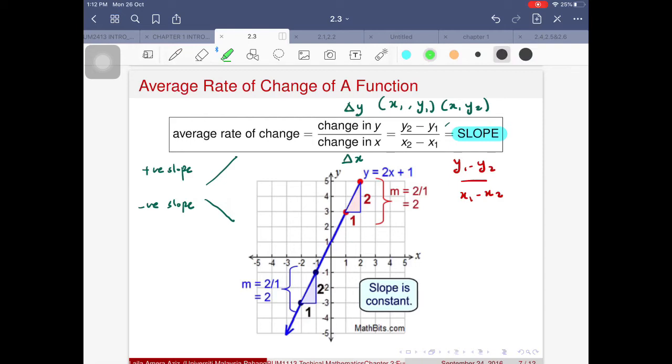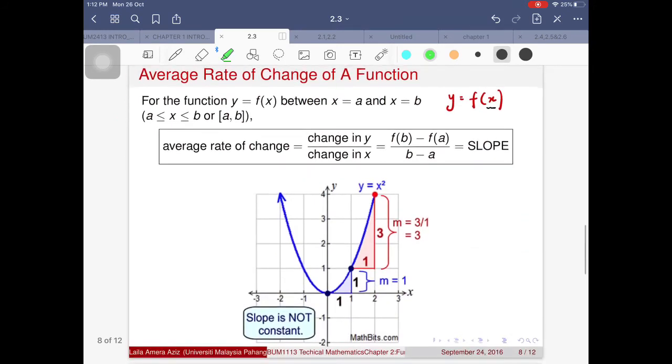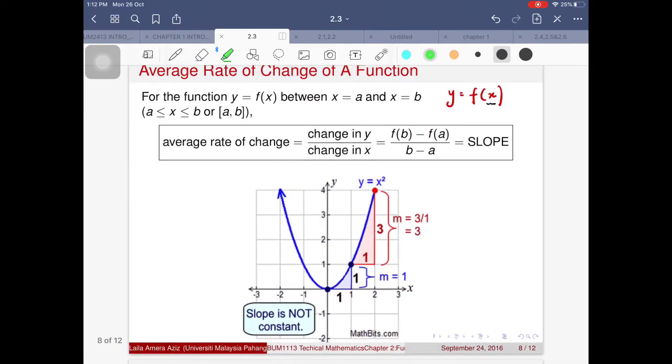It doesn't matter which one you use. Both of them are going to give you exactly the same answer. The only important point is that the order must be the same. So if you start with y2 at the top, at the bottom also start with x2. If you have y1 at the top, at the bottom it's also going to be x1 minus x2. It has to be the same.